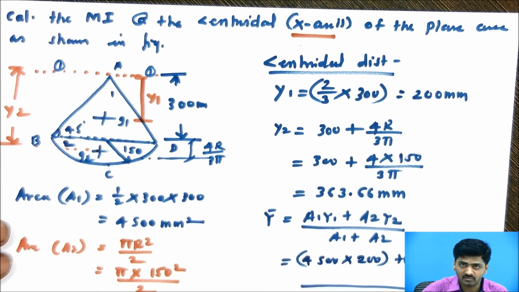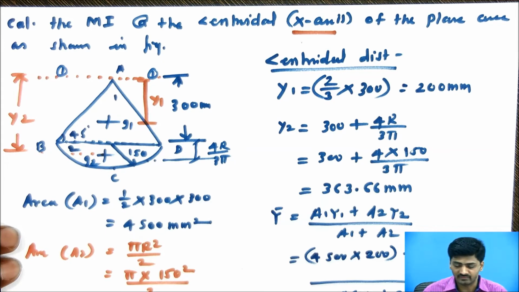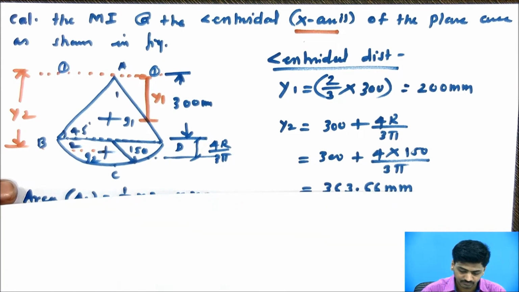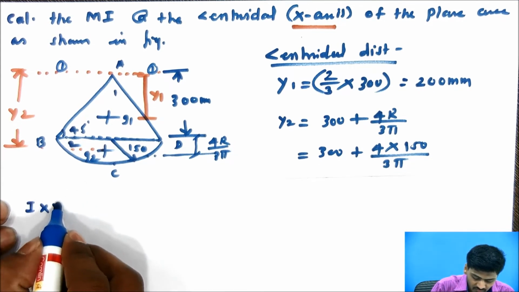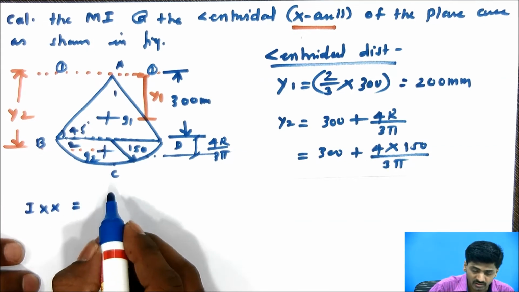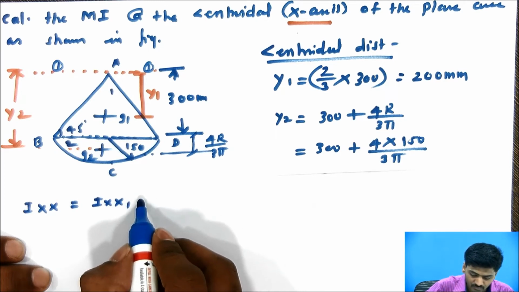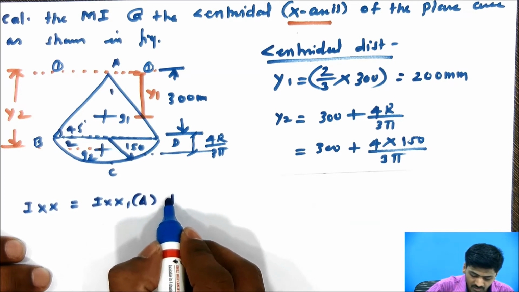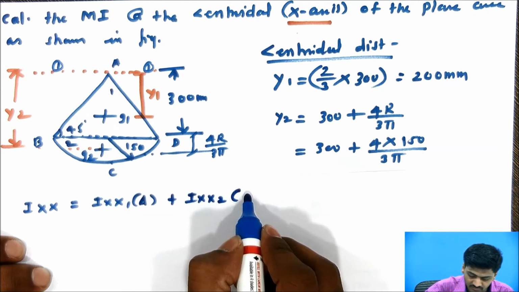What I mentioned: find out the moment of inertia about the centroidal x-axis. Now your job is to identify the x-axis for the triangle and the x-axis for the semicircle. How to calculate it? So let's observe. The moment of inertia about the x-axis, total, is equal to the moment of inertia Ix1 for the triangle, plus the moment of inertia Ix2 for the semicircle.